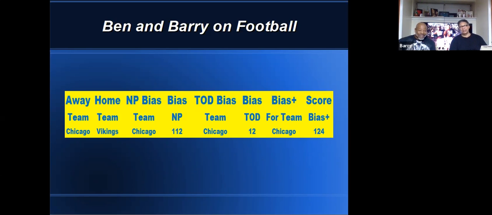Chicago Vikings could be my intriguing game of the week. Chicago wins, Vikings are out, and Chicago's got a bias plus score of 124 to 112 in net points, plus 12 in turnover differential against the Vikings. However, it's Super Bowl or bust for Kirk Cousins.